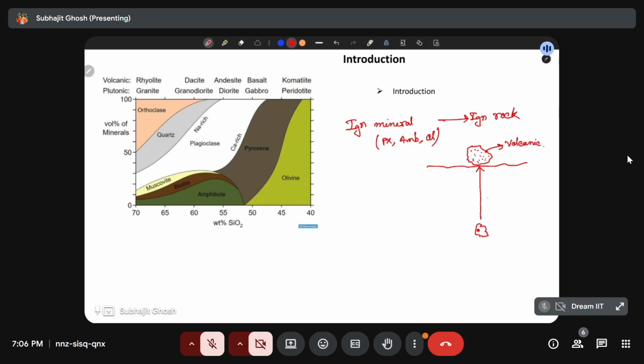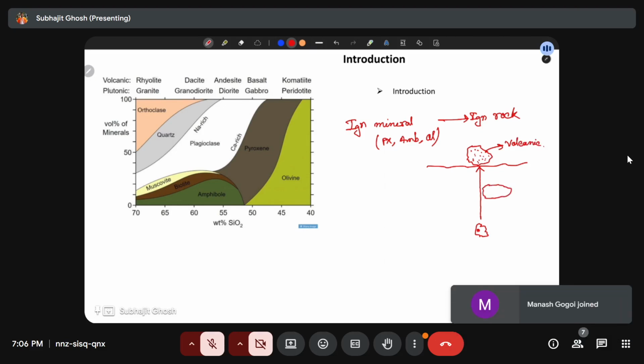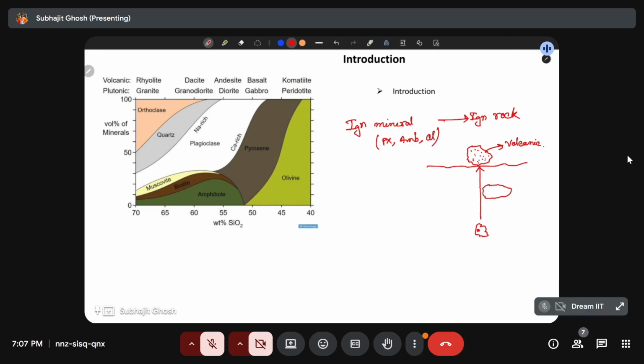And if the magma starts to crystallize below the ground, then it will get time to grow its minerals, to crystallize much bigger minerals. So it will be called the plutonic one. So these are the basic two types of igneous rock: one is the volcanic, another one is the plutonic. We all know about it.